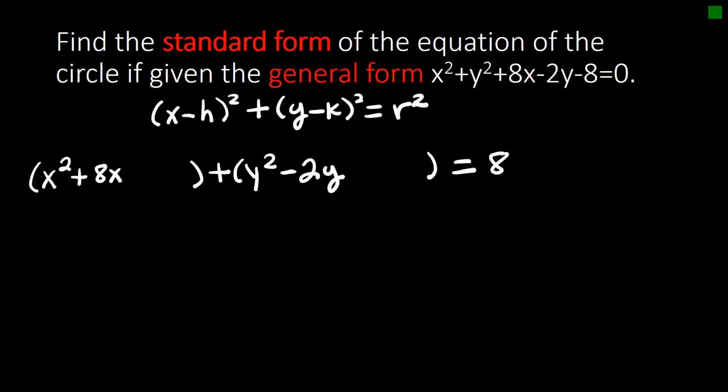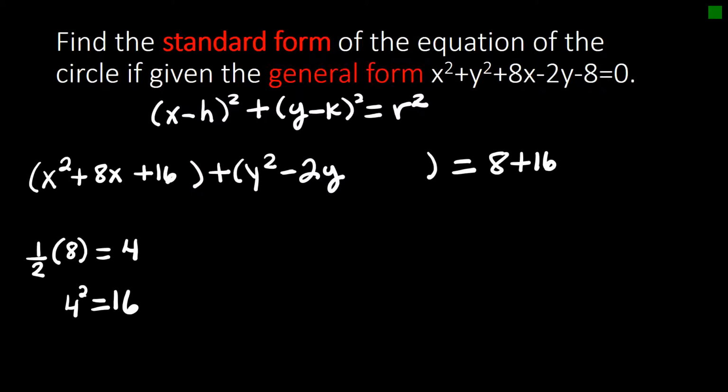So what we're going to do here is complete the square to make a perfect square trinomial so we can get it in that standard form. So what I do is I take 1/2 of the coefficient of my x term. The coefficient of my x term here is 8. So 1/2 of 8 is 4. And I square 4 to get 16. So I'm going to add 16 inside the parentheses there, and I'm going to add 16 to the other side. So that keeps this balanced.